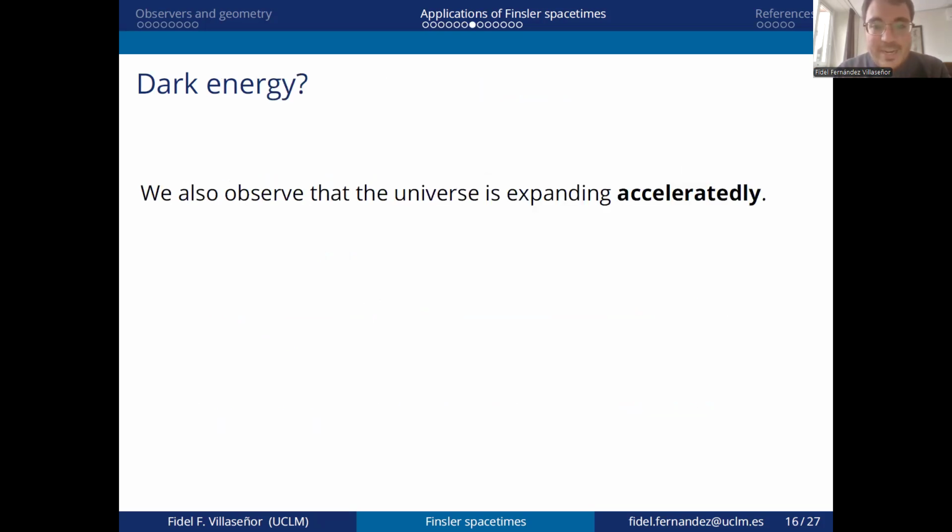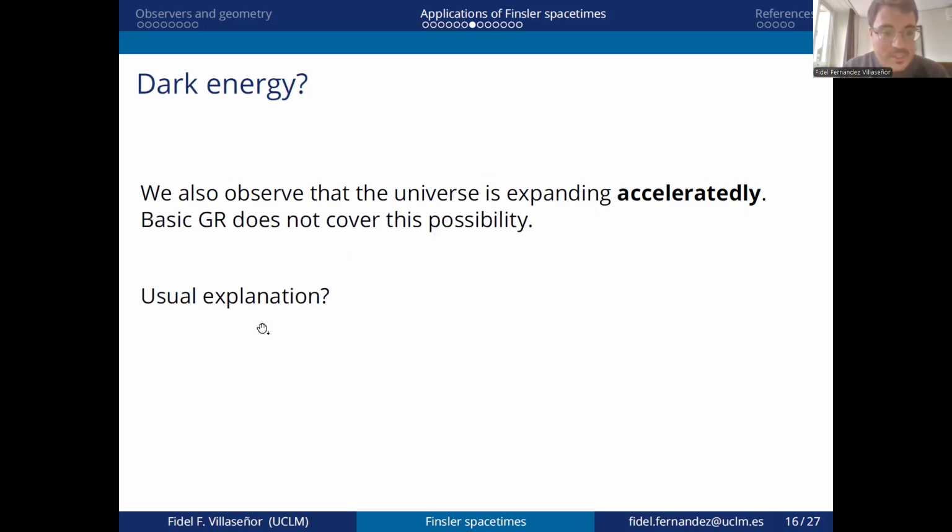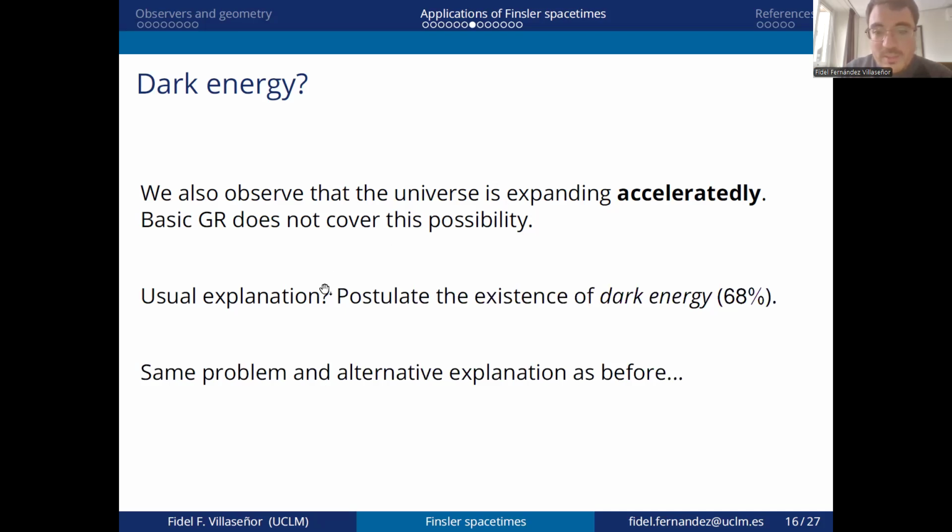There is also the issue of dark energy. And here the thing is that we observe that our universe is expanding, but not only expanding, it is expanding acceleratedly. But basic general relativity does not cover this possibility. Now, again, what's the usual explanation for this fact? It is to postulate the existence of some extra energy in the universe that we do not really observe, the existence of so-called dark energy. And here, the situation may be even worse, because one finds out that dark energy in the end should make up 68% of the universe.